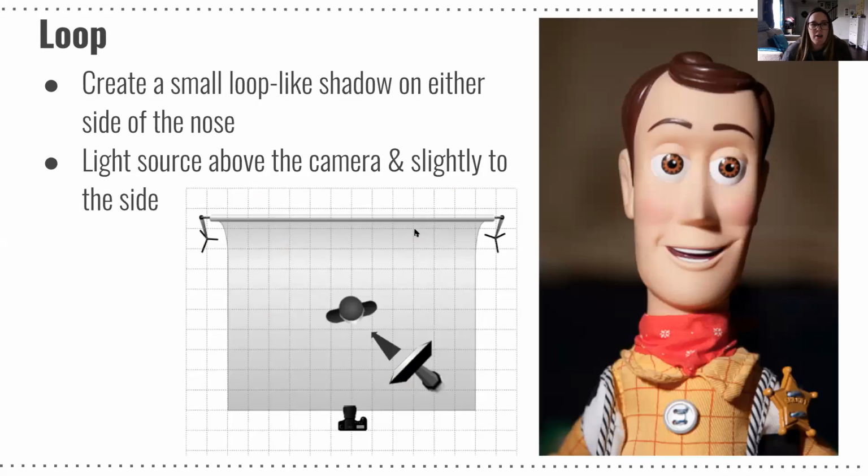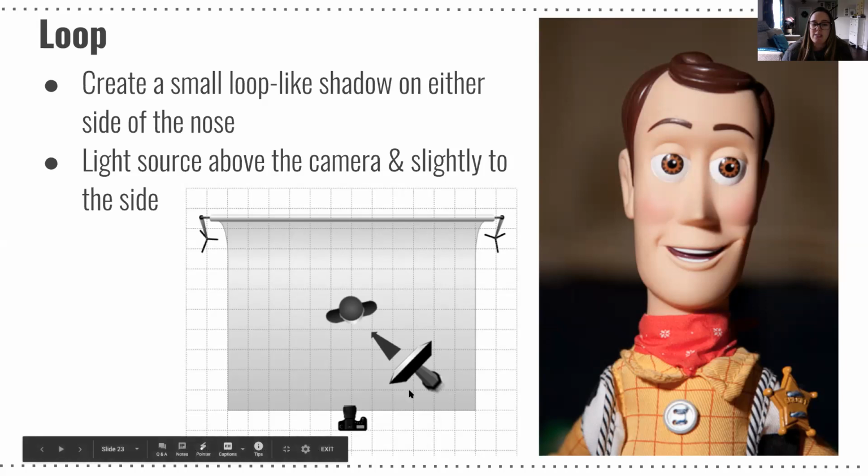Okay, the next one is called loop lighting, and you'll know, when you're looking at a portrait and wondering what kind of lighting was used here, the telltale sign of loop is this little indicator right below the nose. When you see that, you know it used loop lighting. It creates a small loop-like shadow on either side of the nose, and the light source is above the camera and slightly to the side is how you actually create that loop.